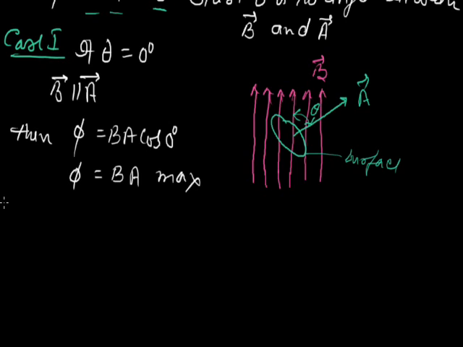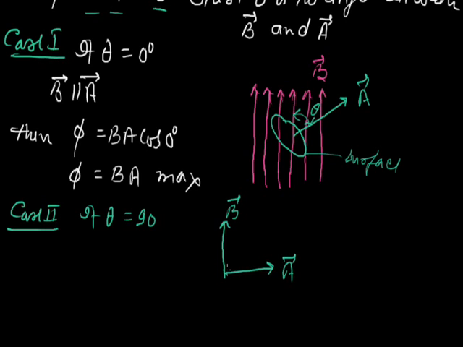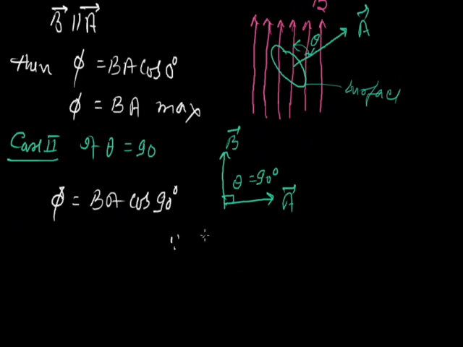Now case 2, if theta is 90 degree, in this way this one is B and here is the direction of vector area A, this angle theta is 90 degree, then phi will be BA cos of 90, because cos 90 degree is 0, so phi will be 0. No flux will pass through the surface, it means minimum flux.